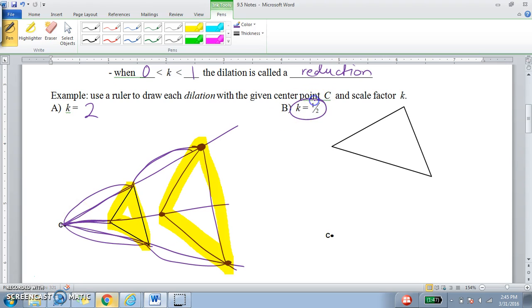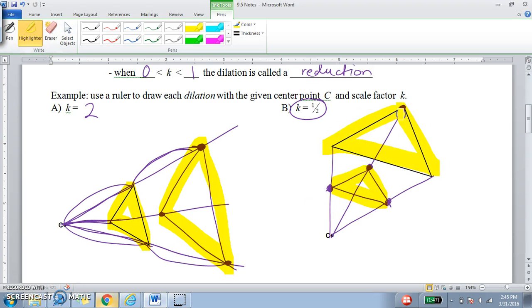If our scale factor is 1/2, then when we draw these lines out, instead of going twice as far from the center, we're going to go half as close to the center. So if this distance from C all the way to this point goes from here to here, I'm going to go half as far to find my image point. From here to here, I'm going to go half as far. Or really, I'm just finding the midpoint of these segments. So my image would be this. It's half as far away from the center, and it's half as big.